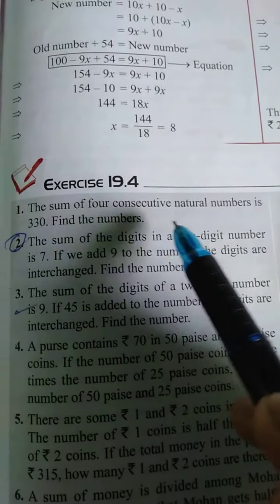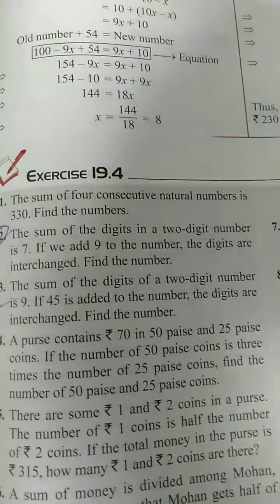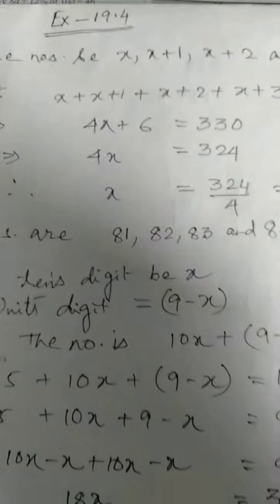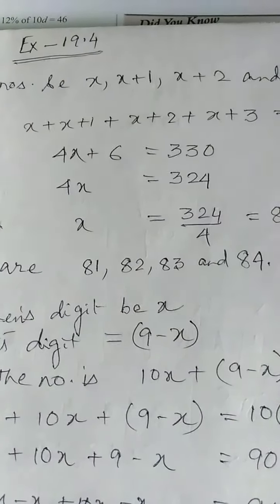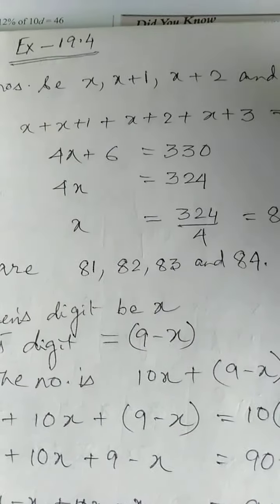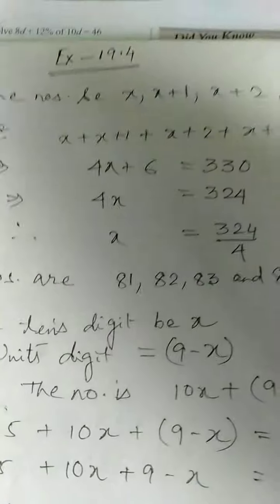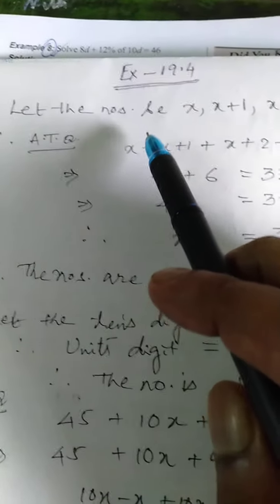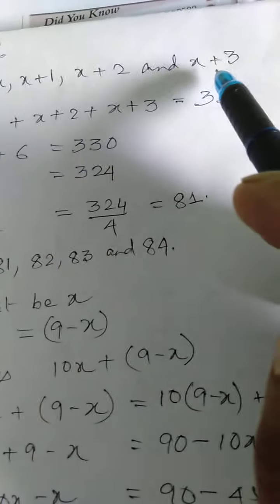The sum of four consecutive natural numbers is 330. Find the numbers. Okay. So consecutive natural number means what? Like 5, 6, 7, 8. Consecutive means which comes one after the other. 13, 14, 15, 16. It can be anything. So let us consider the numbers to be x, x plus 1, x plus 2 and x plus 3.